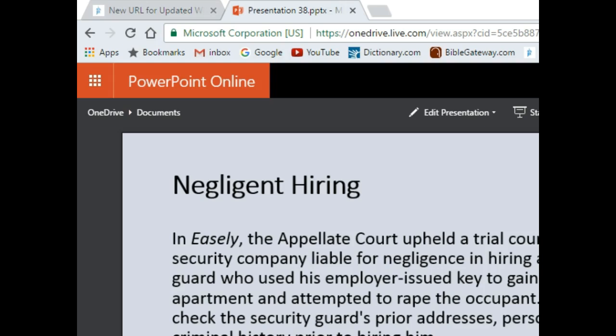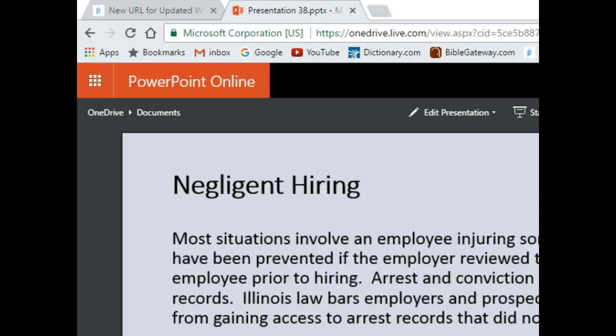And again, in our course materials, there's a lot of information about negligent hiring that if you haven't looked at already, I'm going to remind you again, please do so. Lots of information. Let's talk about negligent hiring again in a little bit more detail. Most situations involve an employee injuring someone, which could have been prevented if the employer reviewed the background of the employee prior to hiring. Arrest and conviction records are public records.